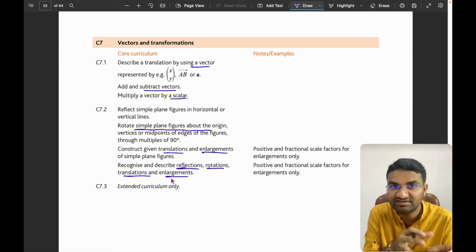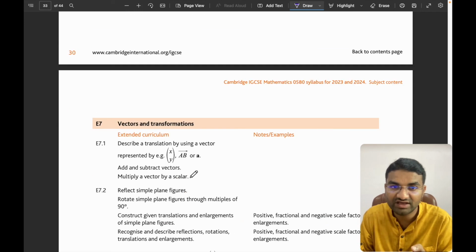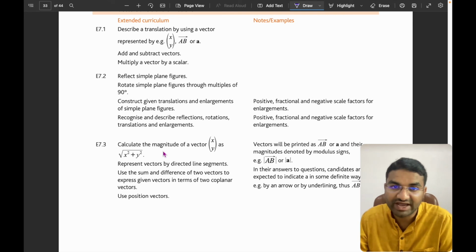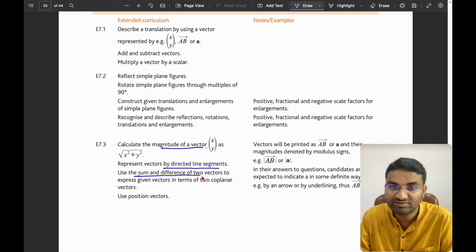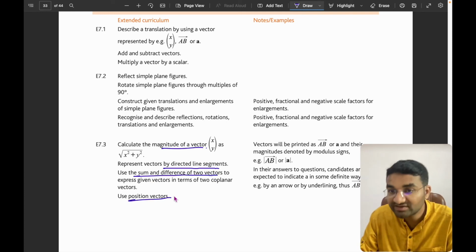And apart from this core syllabus, extended students have to learn the magnitude of a vector. Okay, then next, vector directed line segment, sum and difference of two vectors. Okay, what is a position vector?